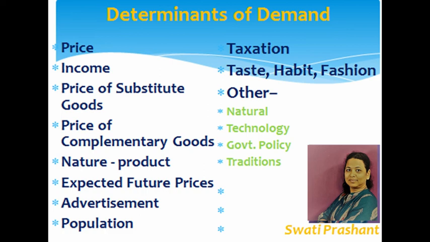Other factors remain constant. What are the other factors? We have seen the determinants of demand: price, income of the consumer, price of substitute and complementary goods, nature of the products, size of population, advertisement, taste, habit and fashion, government taxes and policies.